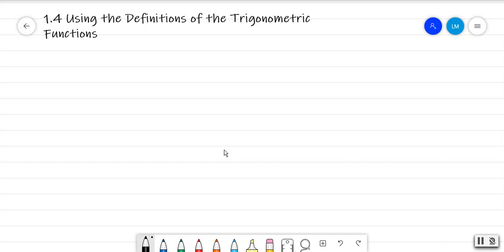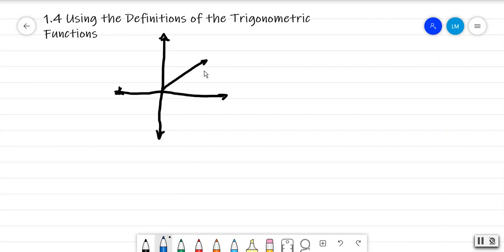Hello, so today I'm going to look at using the definitions of the trigonometric functions. You learned in the previous section that in order to define your trigonometric functions, you just need to consider a ray in standard position. Suppose that you were to drop the altitude of this ray, in this case it stops at some kind of ordered pair.